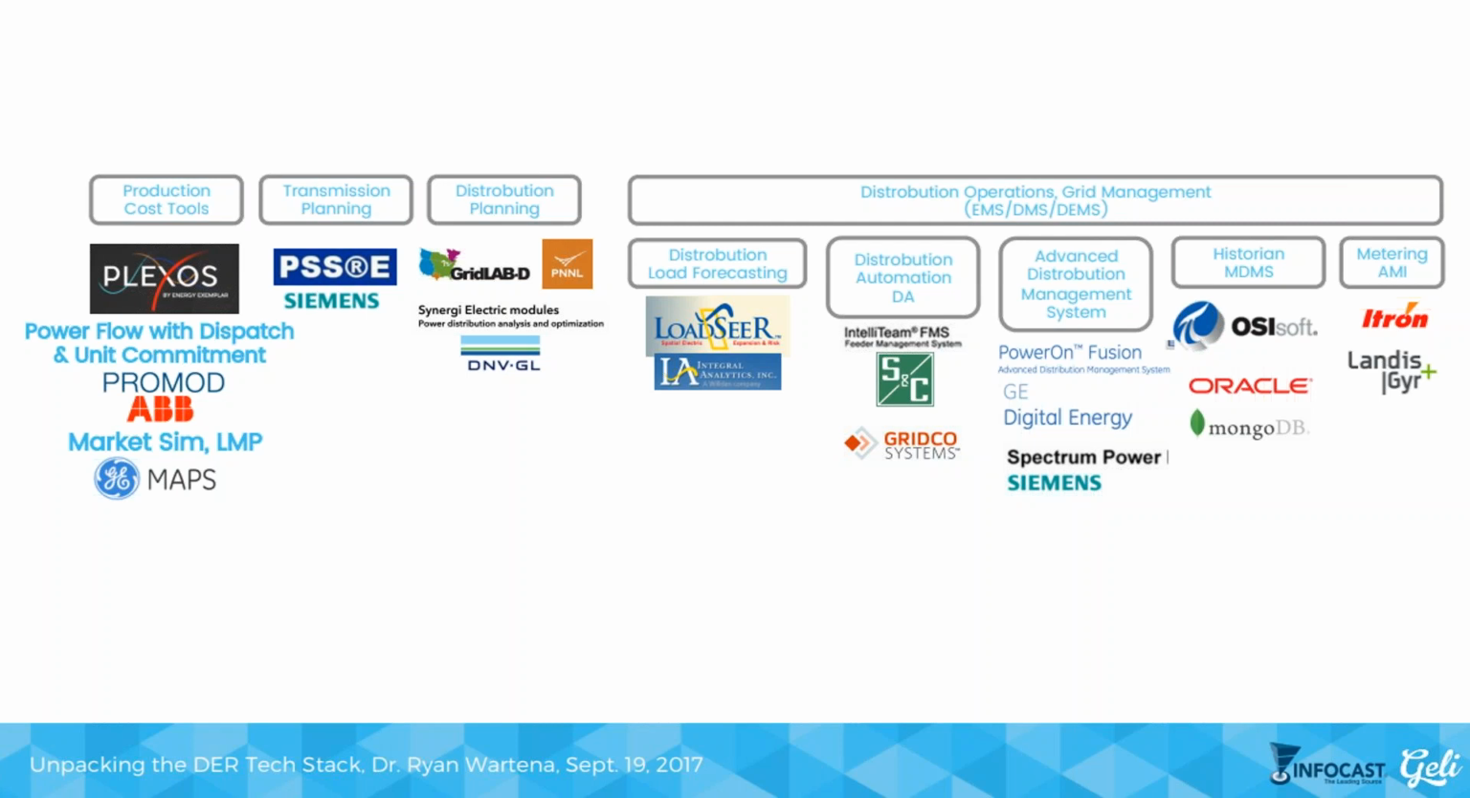As we move from the production cost tools, we move into transmission planning. One of the most prominent there is Siemens PSS/E software for transmission planning. Then we start dropping into distribution planning. And we're looking at distribution planning from GridLAB-D, and companies like Synergi have different modules that will pull in models built on GridLAB-D.